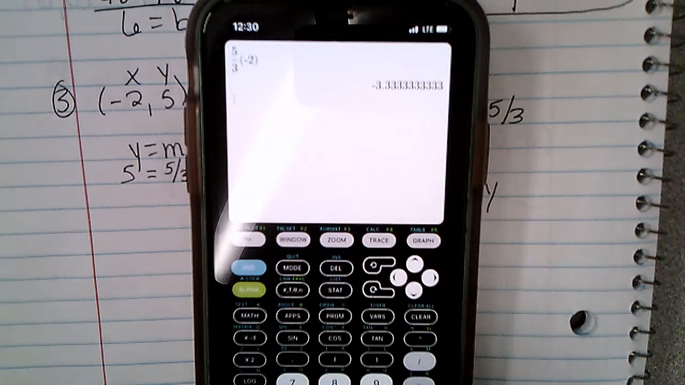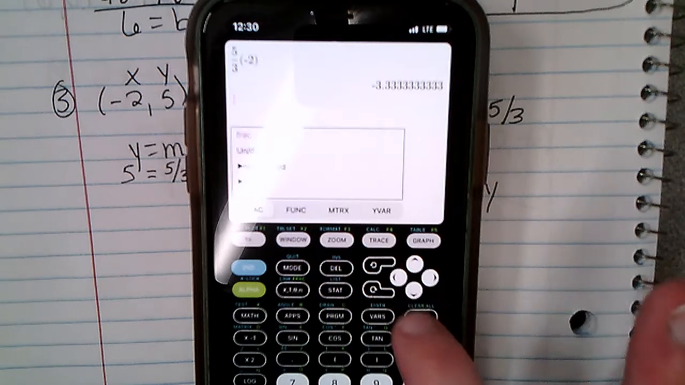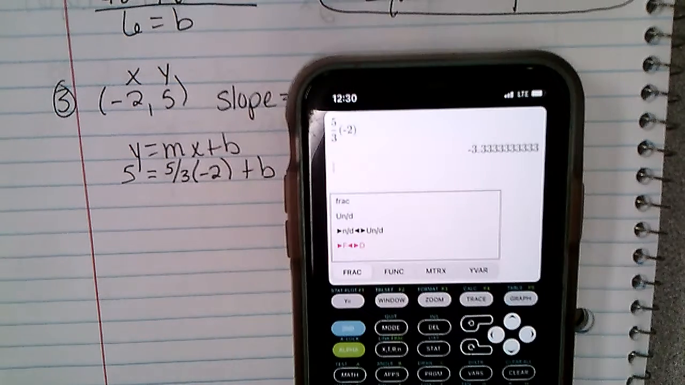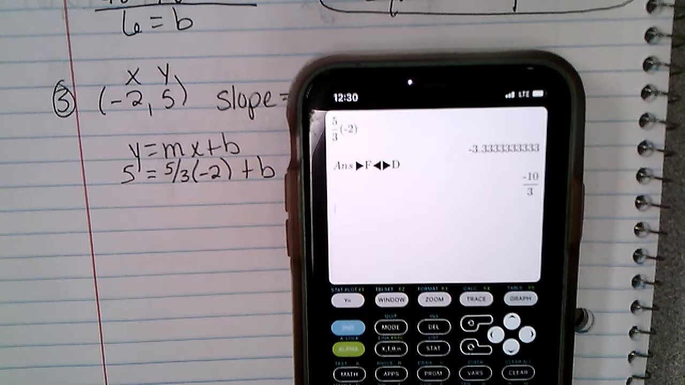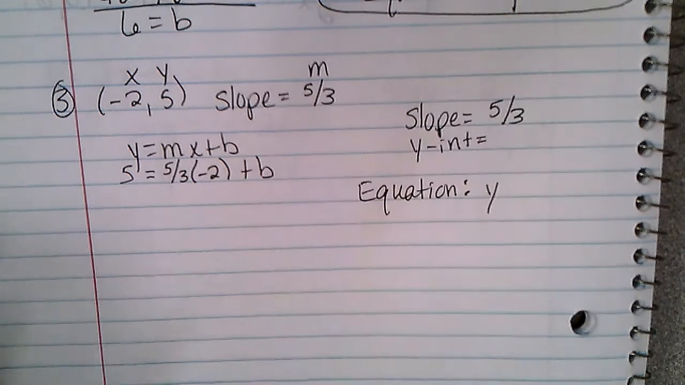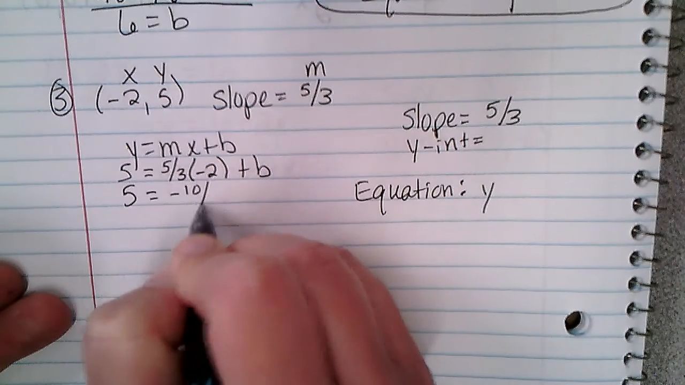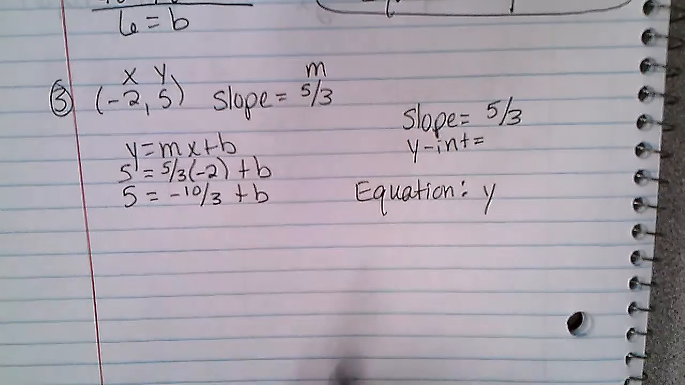All right. So what I'm going to do is I'm going to go back to alpha y equals, and I'm going to use this last option right here, the fraction to decimal converter, and I'm going to convert that back to a fraction, and I'm going to talk to you about why. It wouldn't necessarily be wrong to use the decimal, but it's not as precise. It's not as exact. And I'm going to tell you another reason I prefer to just leave it in fraction form. So -10/3 plus b.